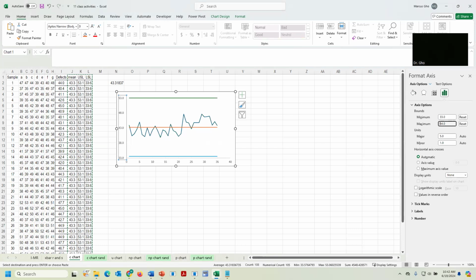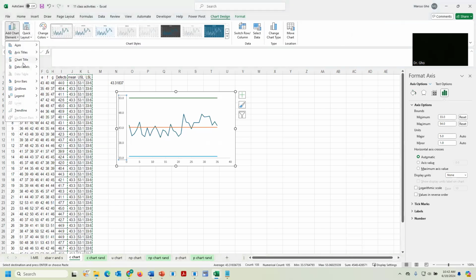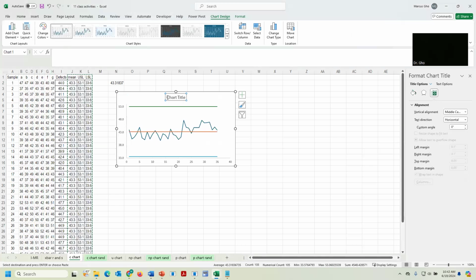There are some points where it goes up and down. If we look at the rules where you have things go up and down, that might give us some attention where we want to look at why things are changing, but they don't seem to be very far within 2 standard deviations of the mean. Oh, I guess I should label this one too. Add chart elements, chart title. This is our U chart.